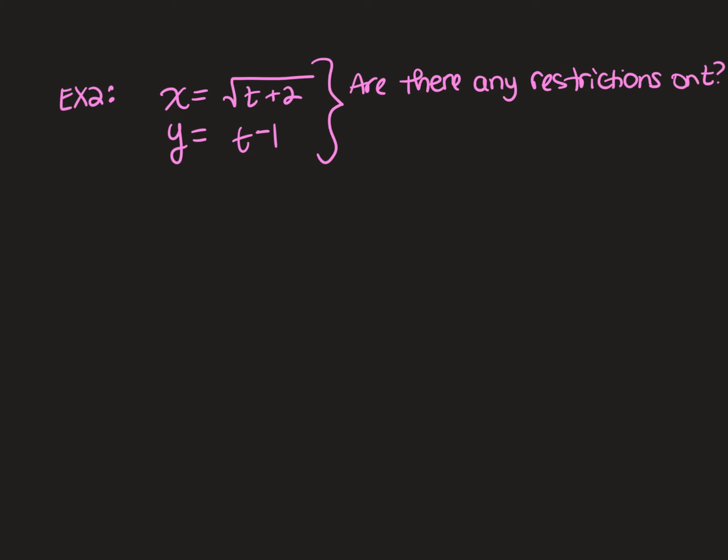And in this case, there are, because I cannot take the square root of a negative number. t can't be anything that's less than negative 2. So I would say that t has to be greater than or equal to negative 2. That keeps what's underneath the square root positive. Now, that leads us to a restriction on x.